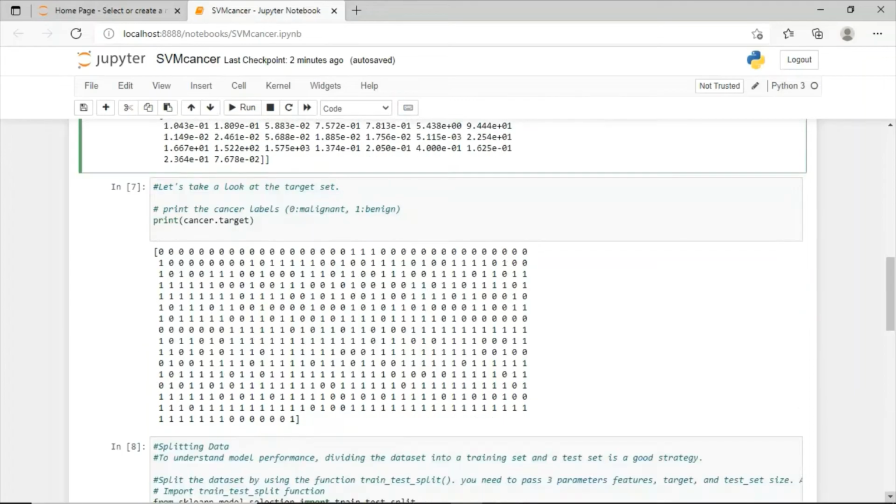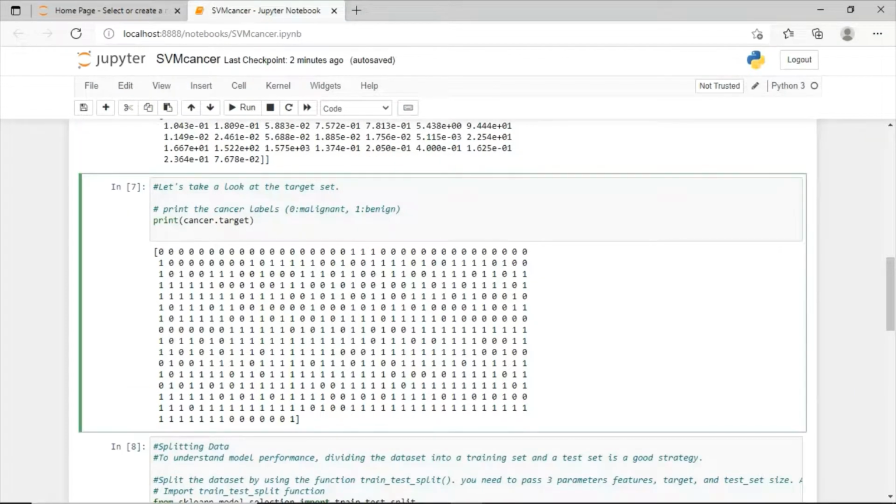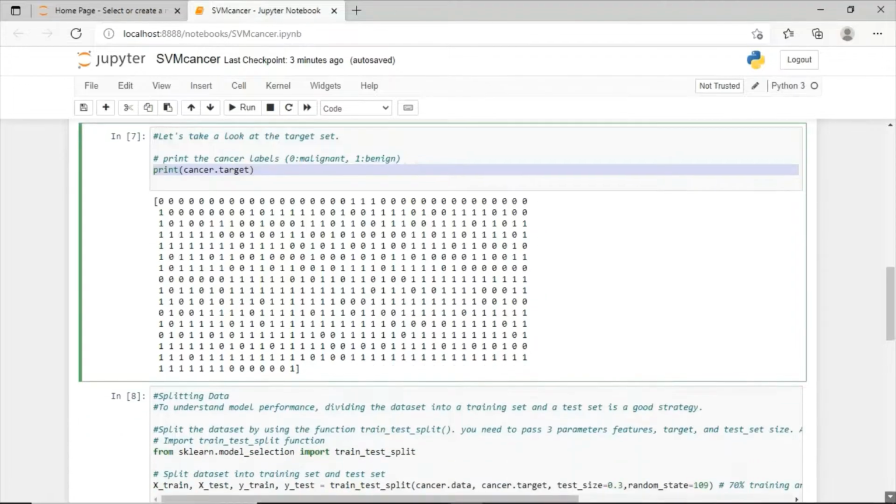Now here we have to set the target. Target means the class level. In our case, the target is M and B, but in classification, it is better if you convert them into 0 and 1. It will be better to classify them. So at this point, I am changing the target into 0s and 1s.